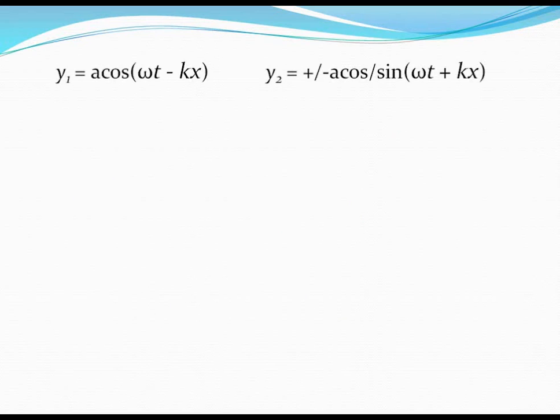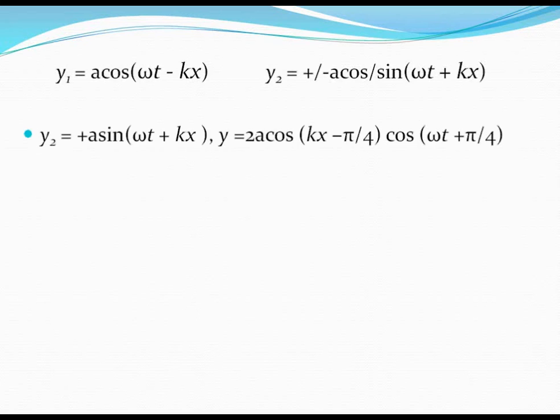So now the initial wave is y1 equal to a cos(omega t minus kx), and the other superimposed wave is plus or minus a cos or sine(omega t plus kx). Now if you look at this wave, it forms a stationary wave. How can you make that out? Clearly this can be the amplitude of the stationary wave, 2a cos(kx minus pi by 4), and this is the actual equation of the wave. So this wave actually becomes capital A cos(omega t plus pi by 4).